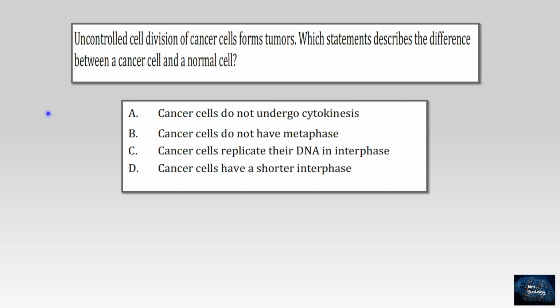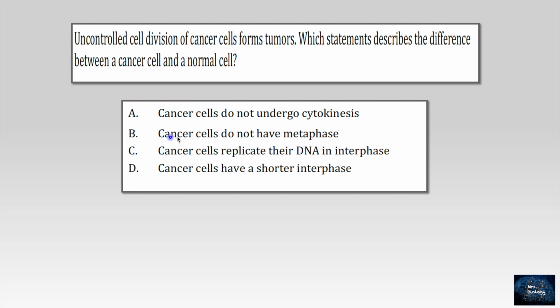Let's see this question. Uncontrolled cell division of cancer cells forms tumors. Which statement describes the difference between a cancer cell and a normal cell? Choice A. Cancer cells do not undergo cytokinesis. That's wrong. Any cell division should include cytokinesis, which is the division of cytoplasm.